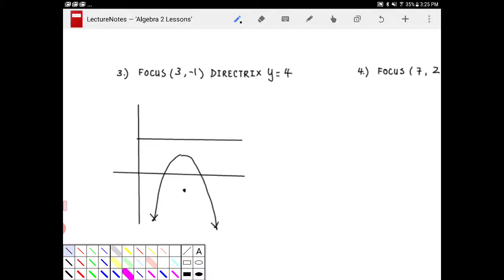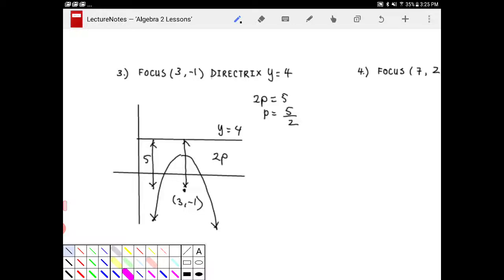Okay. Now, the distance between the focus, which is (3, -1), and the directrix, which is y equal to 4, this is a distance of how many p's? This is a distance of 2 p's. I also know the distance between y equal to 4 and (3, -1) is a distance of 5. So therefore I can say 2p is equal to 5, or p is equal to 5 halves.